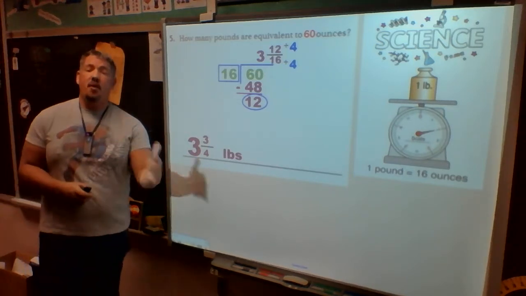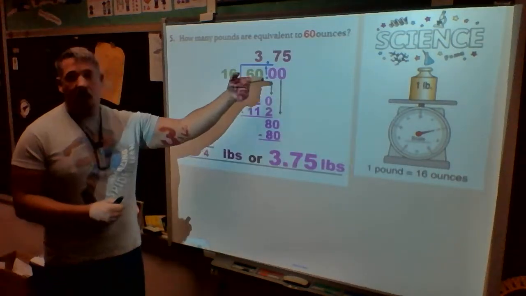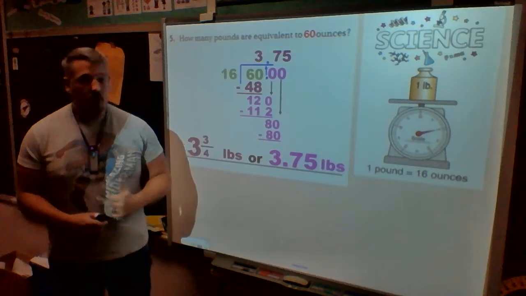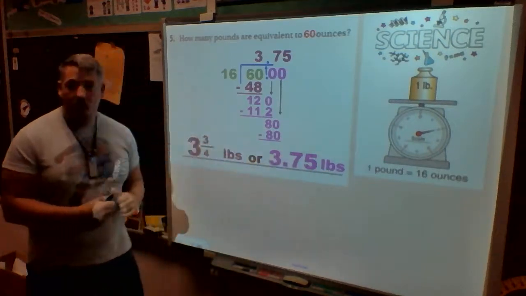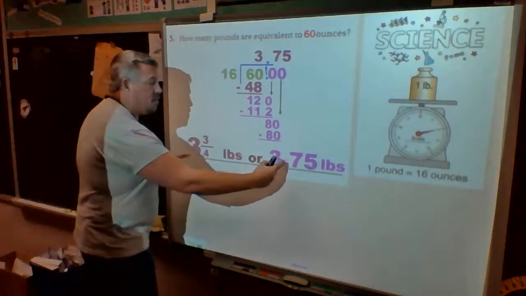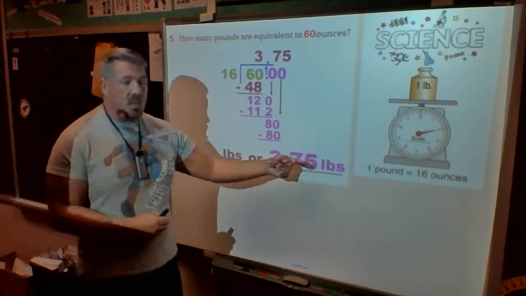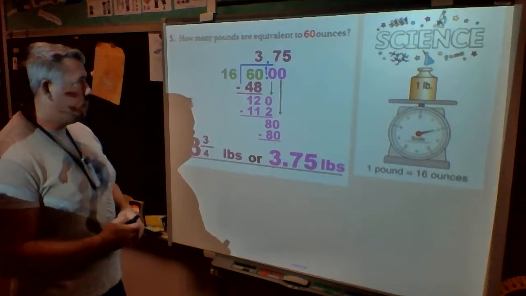Or, if you prefer decimals, and some of you do prefer decimals, then you change it into a decimal, and you keep dividing it until you don't have a remainder. You could have ended up with 3 and 75/100ths of a pound. These are the same answers, because when I look at 3/4, it is the same as 75/100ths. 0.75 is the same as 3/4 when I change it over into a fraction.